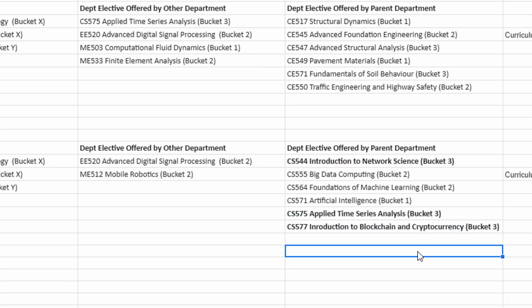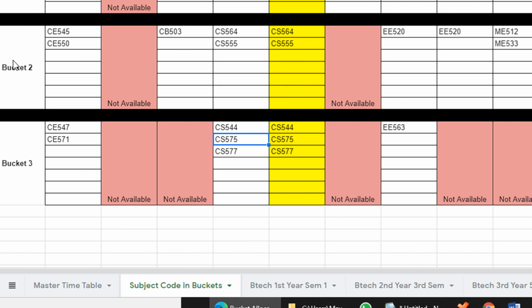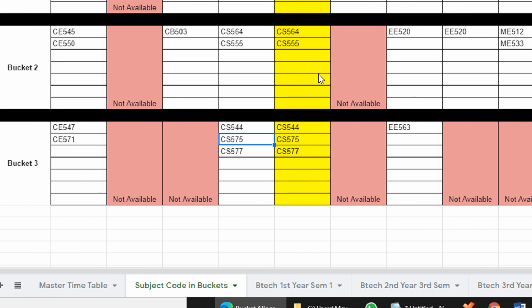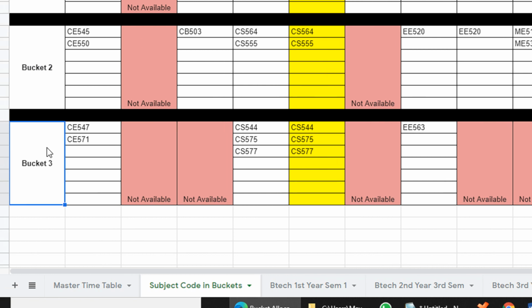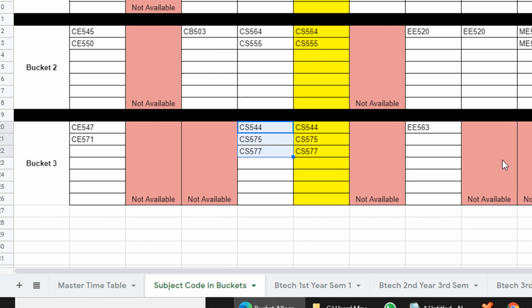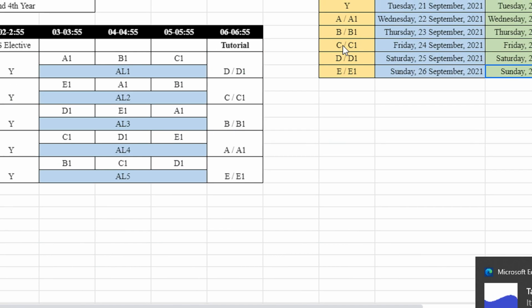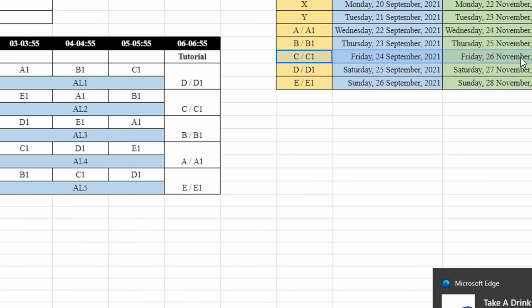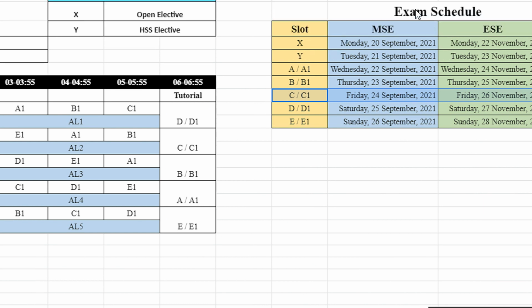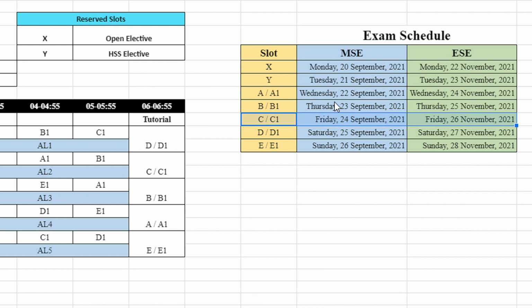Now, why is this restriction there? Because all the subjects in a particular bucket will have their exams at the same time. Let's say this is bucket 3 and these are CS 544, CS 575 and CS 577. If I come to the master timetable, all these 3 subjects will be held on Friday 24th September, the mid-sem, and Friday 26th November, the end-sem. So just remember, one bucket, one subject.